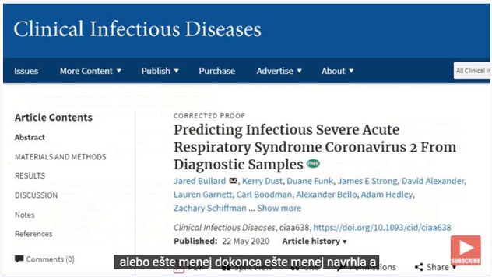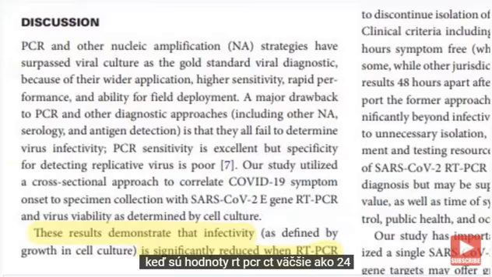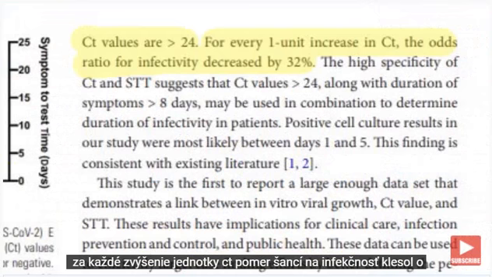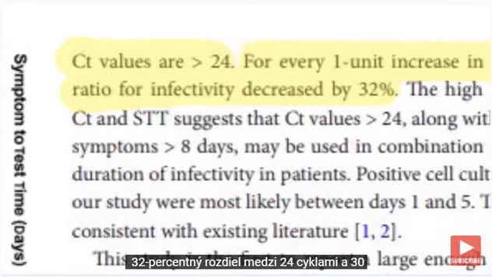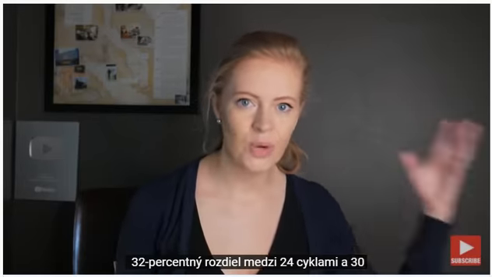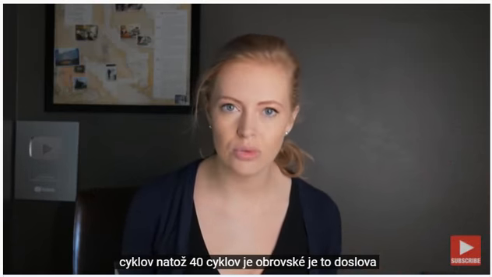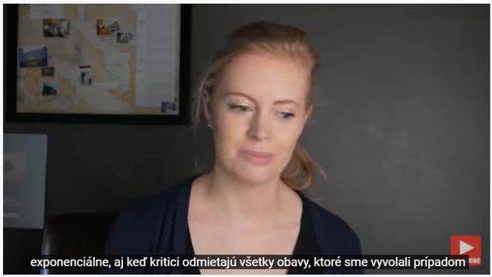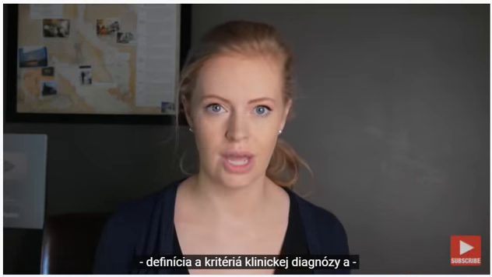Indeed, even less was suggested by a Clinical Infectious Diseases journal study. These results demonstrate that infectivity is significantly reduced when RT-PCR CT values are greater than 24. For every 1 unit increase in CT, the odds ratio for infectivity decreased by 32%. The difference between 24 cycles and 30 cycles, let alone 40 cycles, is enormous. It's literally exponential.